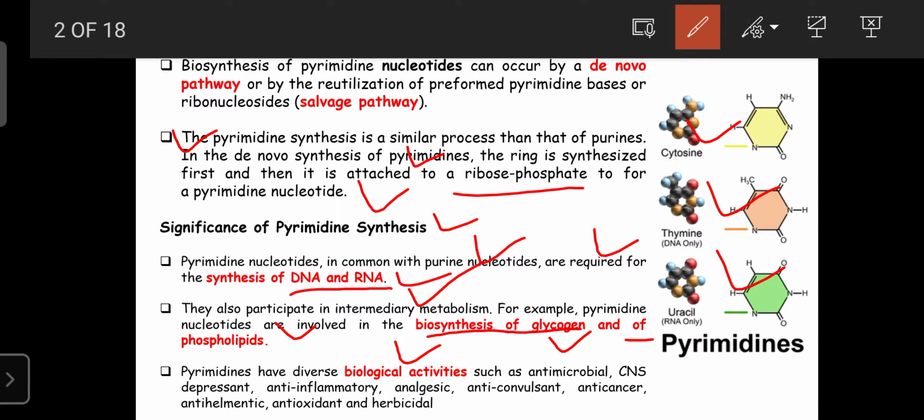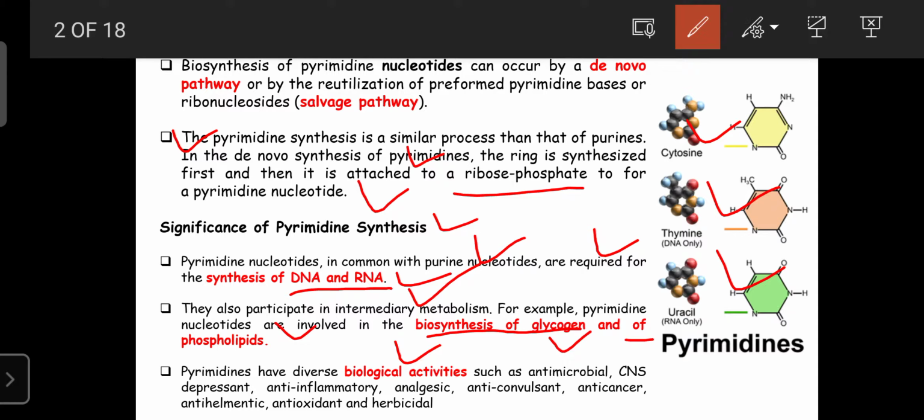The main biological activity of pyrimidine is that its derivatives are used as antimicrobial agents. These are derivatives of cytosine, thymine, and uracil, and those drugs are synthesized from cytosine by structural modifications. Due to structural modification, they look like cytosine, but they are not cytosine. Their analog resembles cytosine, so they are incorporated in place of cytosine in DNA and RNA synthesis in the microorganisms. Due to that, DNA and RNA synthesis is not completed in the microorganism.